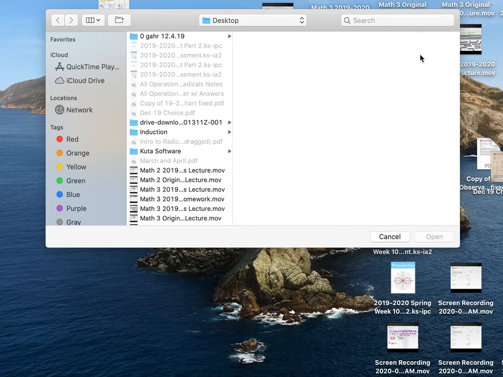Ha. This is not good. I need to reconnect somehow, otherwise you guys are just looking at a blank screen. Let's see. Okay, looks promising.